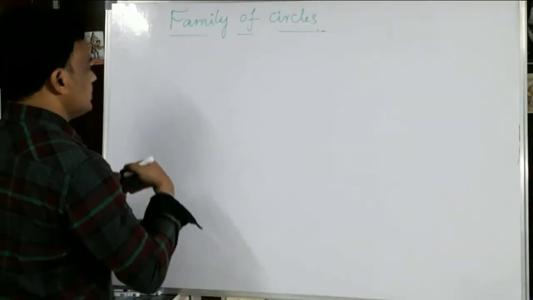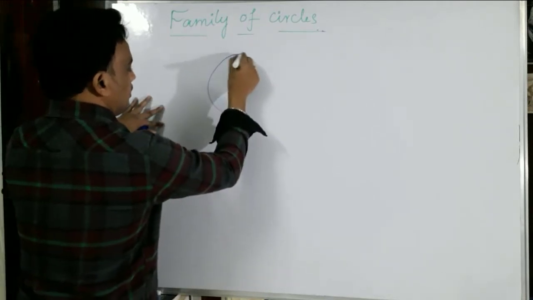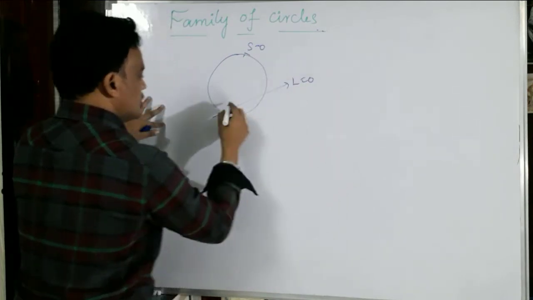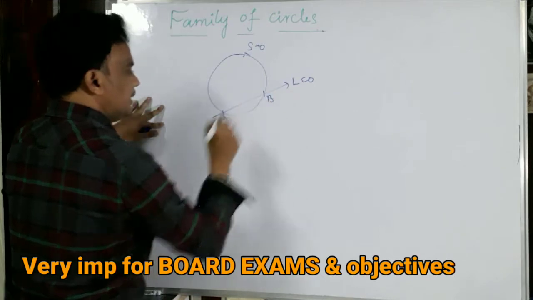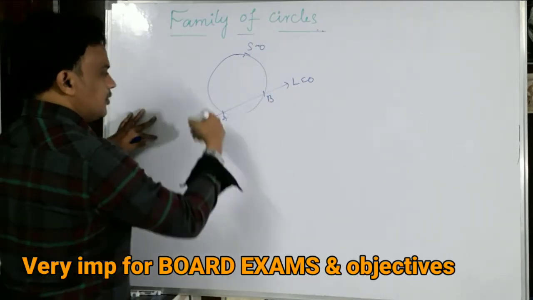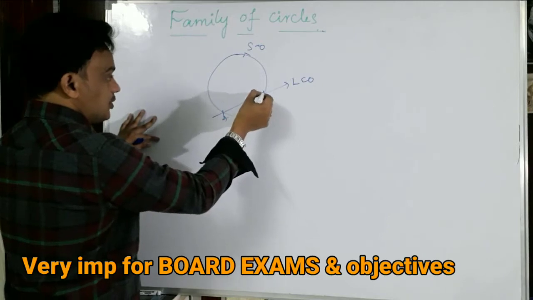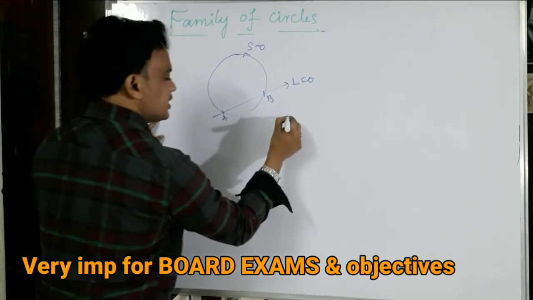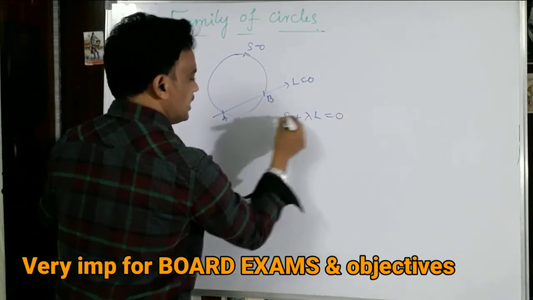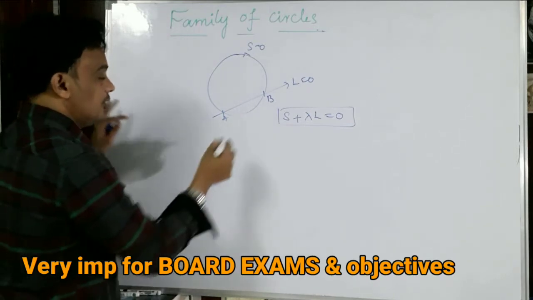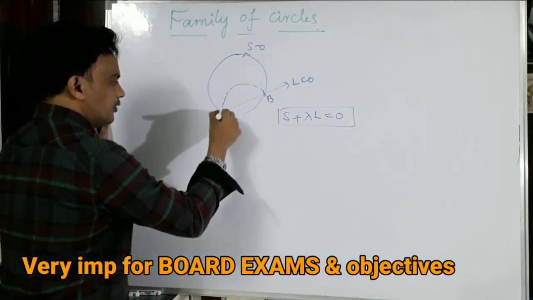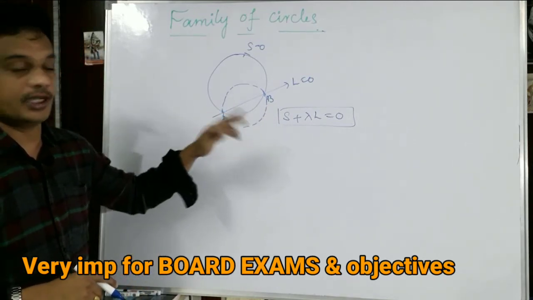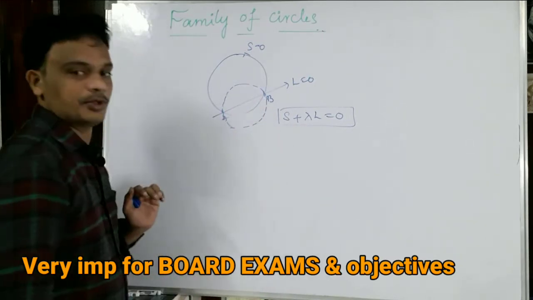One more case: a circle S equals 0 and a line L equals 0 intersect at the two points A and B. What is the family of circles passing through the point of intersection of S equals 0 and L equals 0? We have already discussed that the general form is S plus lambda L equals 0. To get the lambda value, they may ask different questions.